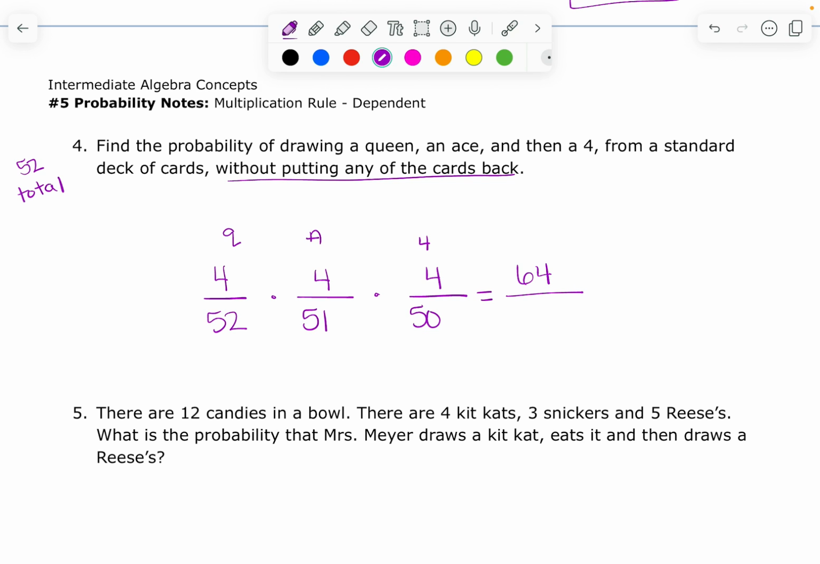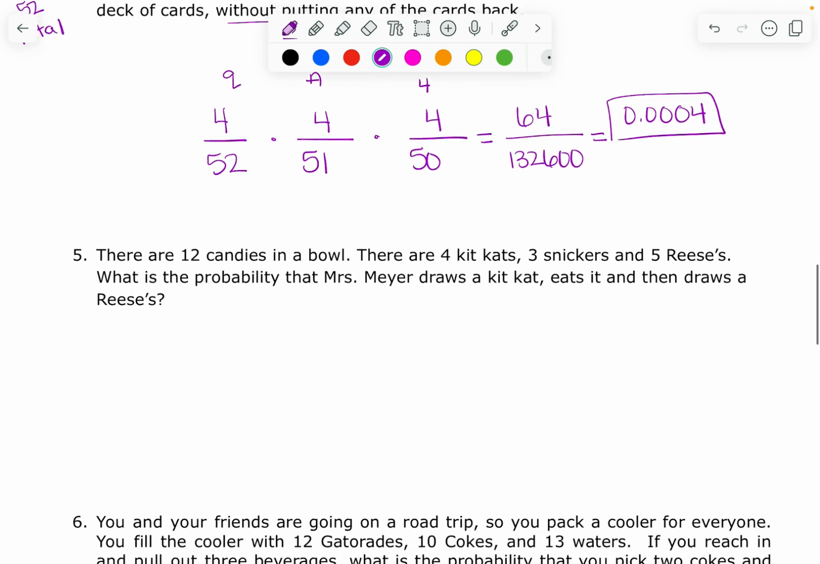52 times 51 times 50 is 132,600. Divide those out. Again, this is going to be a very special situation. It's going to say 0.0004. Normally, we only write 3 down and then round to the second. But the problem that I have here is that would be all zeros. And I don't want that. I need to show some number here. So we're going to write until we get to one of our first numbers.